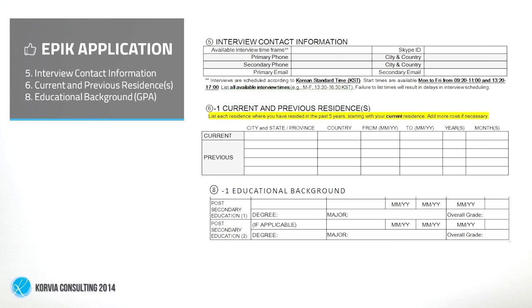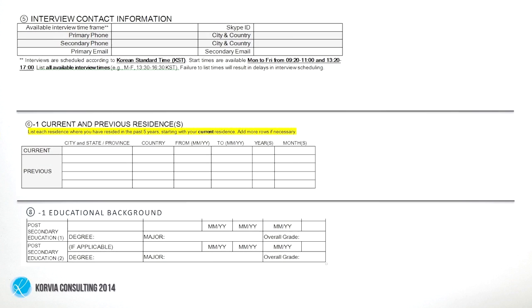Okay. So the first thing, number 5, the interview contact information. One thing people do a lot is they leave out a secondary phone. If you have a landline in your house, your family's house, please put that down as your secondary phone. If you don't, it's okay, you can leave it blank, but EPIK really prefers a secondary phone, okay? And this is to get a hold of you in case they need to change the interview time.